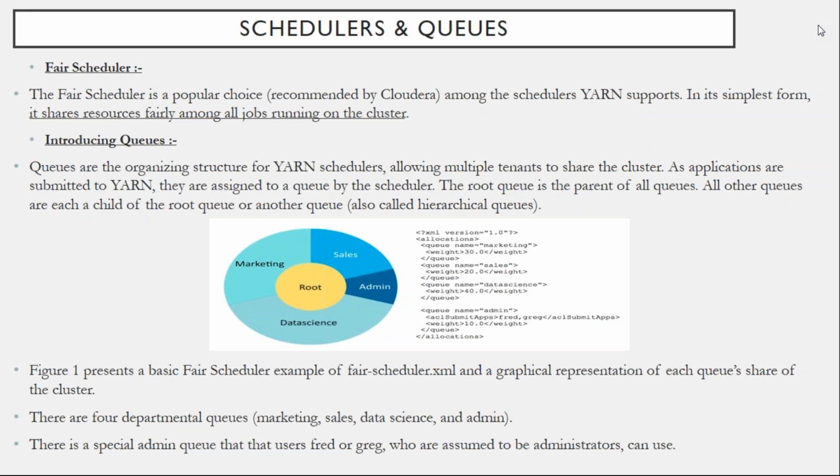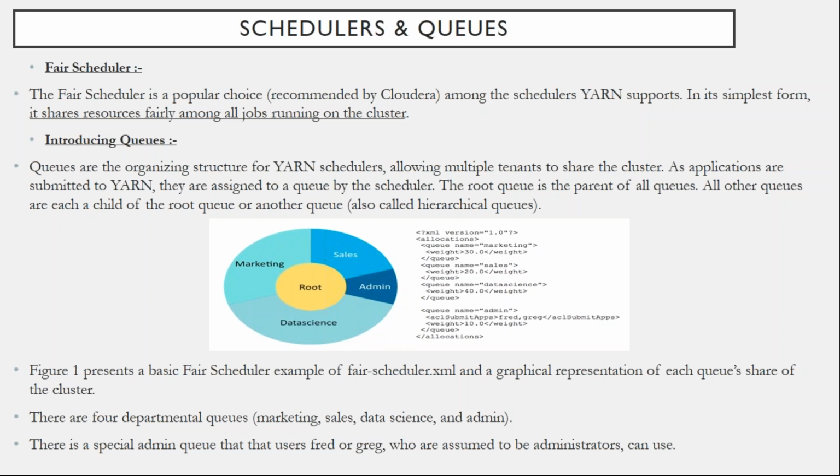I told you this earlier also. Allowing multiple tenants to share the cluster. Very good. As applications are submitted to Yarn, they are assigned to a queue by a scheduler. Your application is nothing but your job. The root queue is the parent of all queues. If jobs are submitted as root, it has all the authorization to use the memory that is necessary. All the queues are children of the root queue, and the structure is hierarchical.